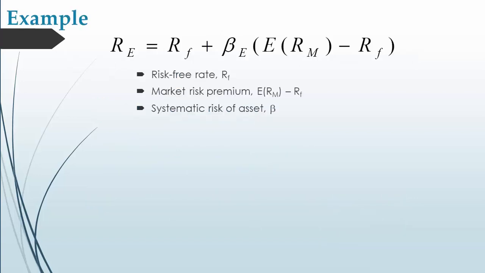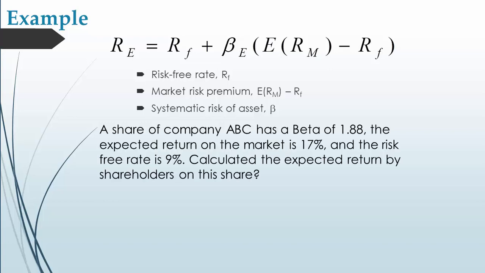So there's that formula and the components, and let's say a share of a company, let's call it ABC, has a beta of 1.88. The expected return on the market is 17%, and the risk-free rate is 9%. Please calculate the expected return by shareholders on this share. And so this would be the way you would calculate the equity. I think if I could ask you to stop your video now, try and do this calculation, and then come back.